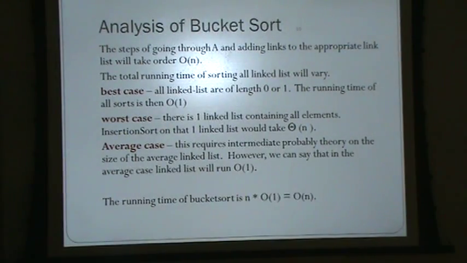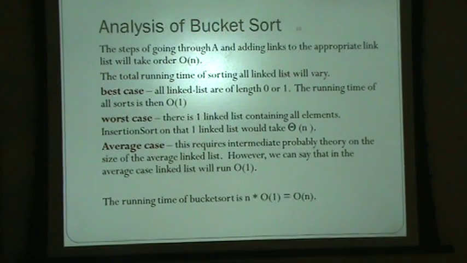And then the average case would involve a little probability theory. It would be what's the average size of the intermediate linked list, and if they were small enough, if we had the right choice of buckets compared to input numbers, we could argue that the sort would be small enough. Let's say, for example, all the linked lists on average have 6 elements. Well, a sort of 6 elements would take constant time. It would be like 6 squared, which is 36, which is a constant.